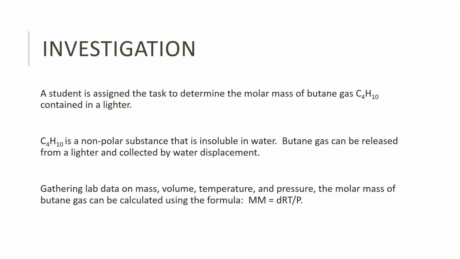In this lab, you will need to collect data on the mass, volume, temperature, and pressure. Once you have this data, you can calculate the molar mass of the butane gas by using the formula: molar mass equals density times constant R times temperature, all divided by pressure.